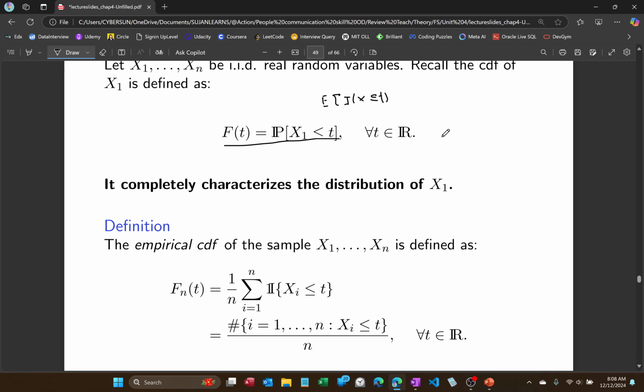While the CDF of a discrete distribution is defined as a sum of the probabilities of the discrete distribution. Now the CDF goes from minus infinity to positive infinity, and it's a probability, so it never takes a value greater than 1.